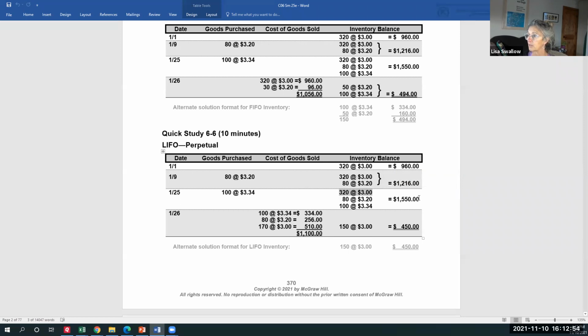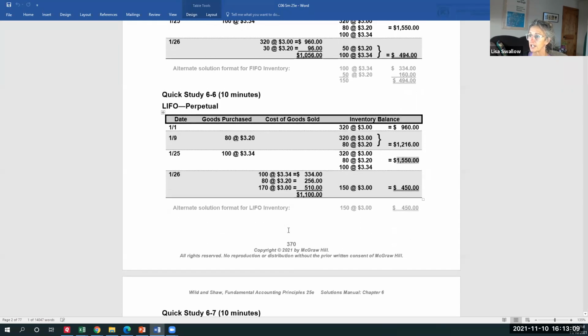And same number, I had $1,550 in inventory, $1,100 was COGS. The balance of $450 is going to be on my balance sheet as inventory.